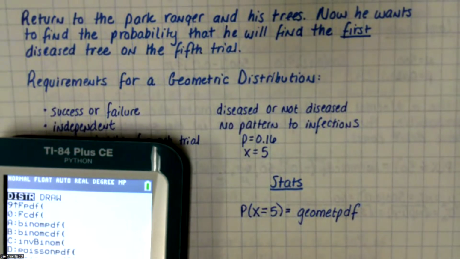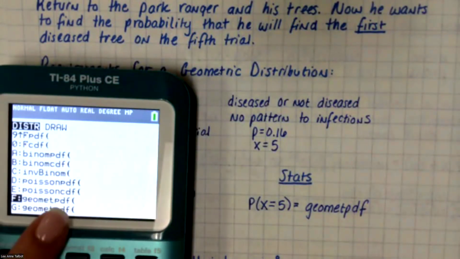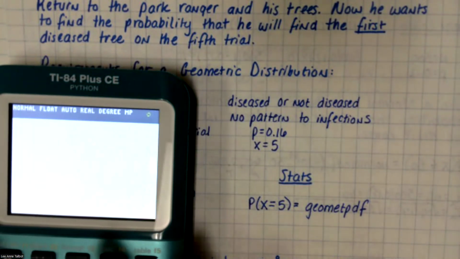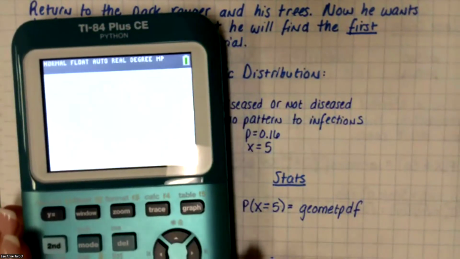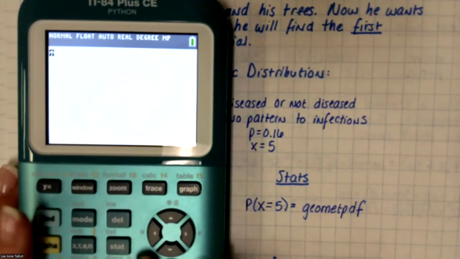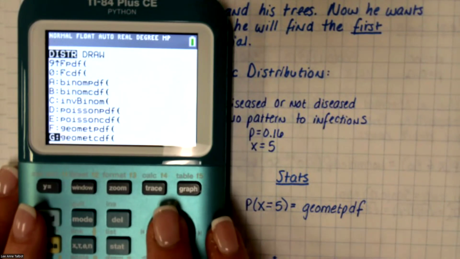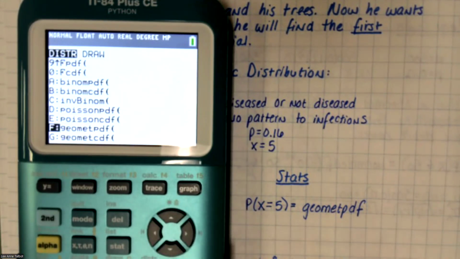And it is located right by the binomials, but even easier to scroll up. So this is what I do because I'm the laziest human being ever. I go second, vars, up, up, because I'm just too lazy to scroll down all that way.